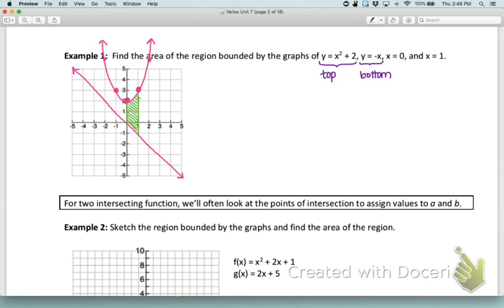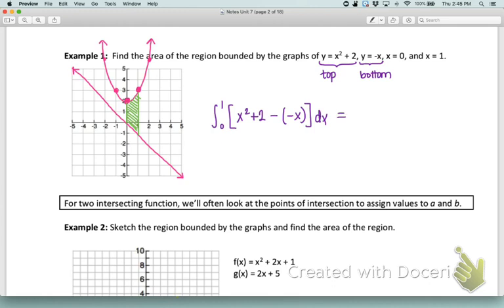So we want to find the integral from 0 to 1, because those are the boundaries that they gave us, of the top curve minus the bottom curve. So that is going to be the top curve, which is x squared plus 2, minus the bottom curve, which is negative x, dx. Be careful with your notation.